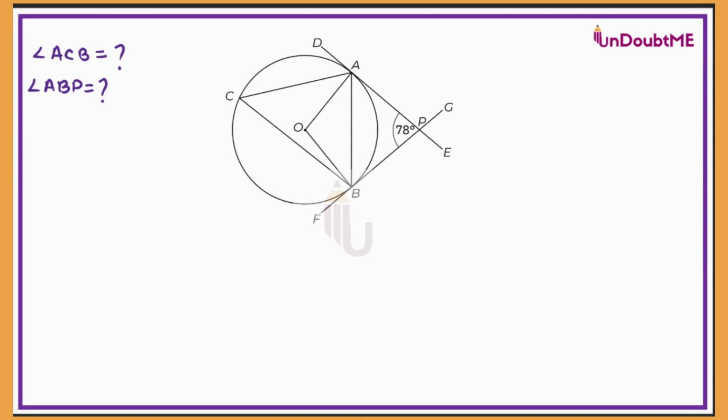So for this question, we need to find measures of angle ACB and ABP. So we can begin with ACB. But before that, let us see what they have given in the question and try to interpret a few things. This is a circle in which a very common mistake is that this 78 degree is taken with C, and it is misunderstood as a cyclic quadrilateral.